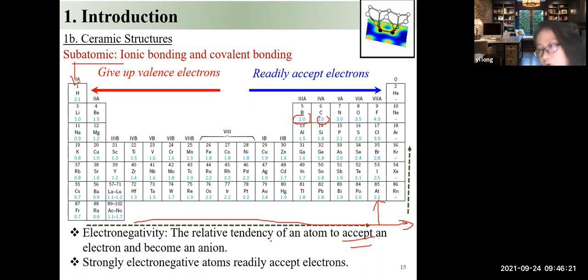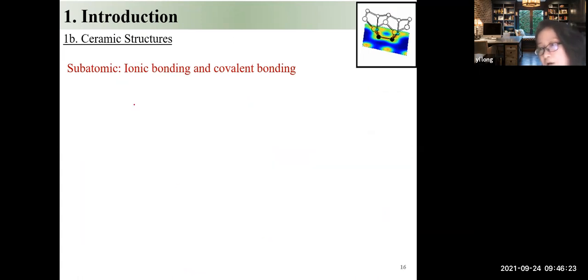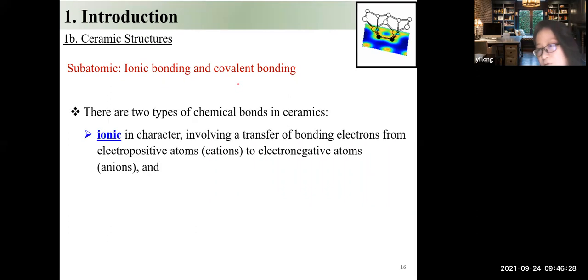So how can we determine whether it is an ionic bond or a covalent bond? I think we are very comfortable with this already. There are two types of chemical bond in ceramics: mainly the covalent and the ionic. It can be a mixture of ionic and covalent.